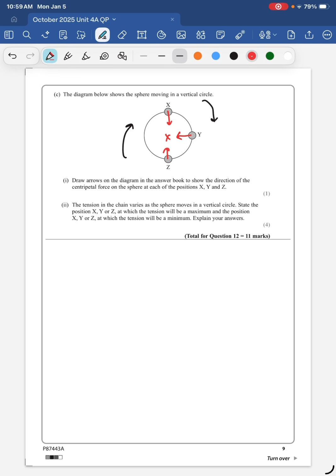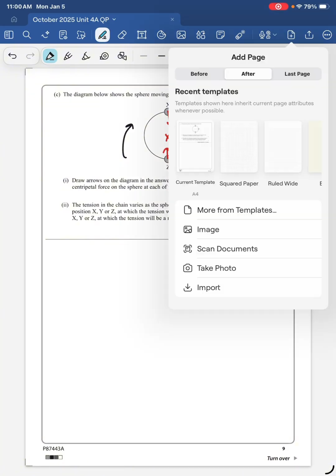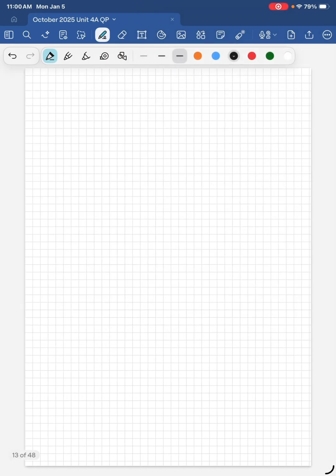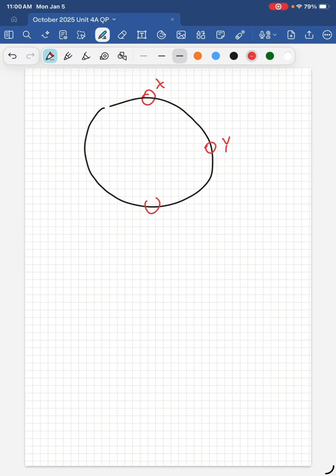Let's do part 2. The tension in the chain varies as the sphere moves in a vertical circle. State the position X, Y, or Z at which the tension will be maximum and the position X, Y, or Z at which the tension will be a minimum. Explain your answers. Okay, so I'm going to use a clean page and redraw the circle again. Okay, we have the positions X, Y, and Z.